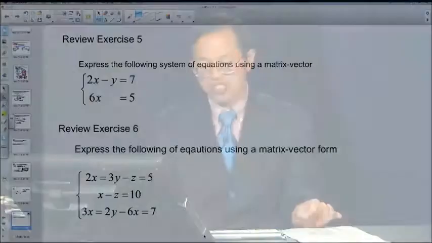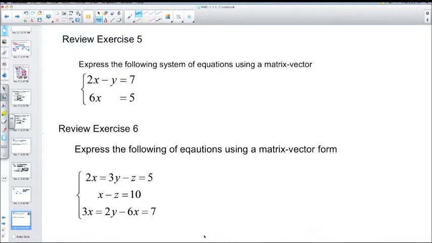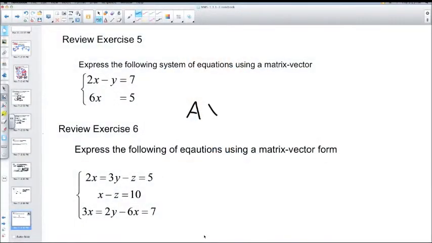As an exercise, I would like you to write this into matrix form, and later on, we will not write the equations one by one. Most of the time, we write a matrix times a vector equals another vector. And that's your homework. So see you next time.